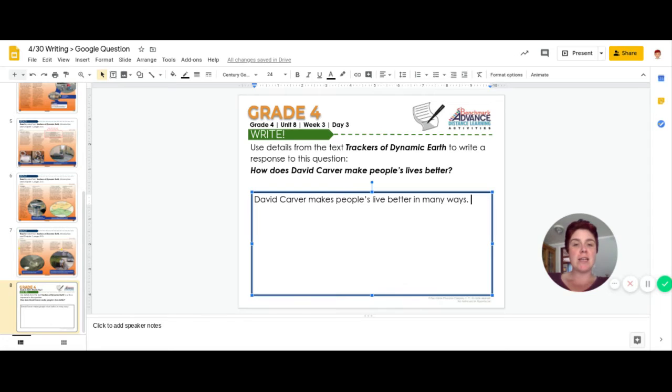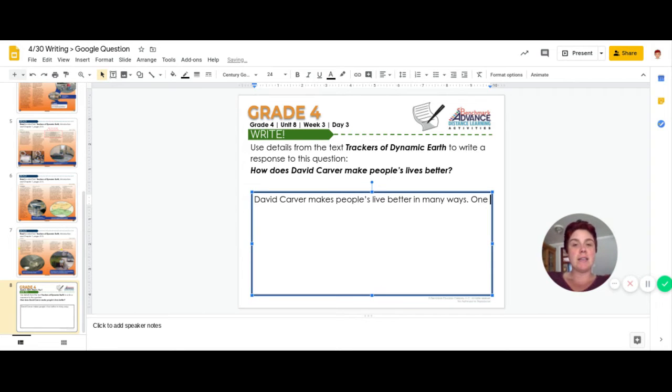When you're writing your answers, you should not be writing one-word answers. You should be using complete sentences, and you need to be using text evidence. So before we even go back and look for the evidence, we're going to get our next sentence started. So David Carver makes people's lives better in many ways.